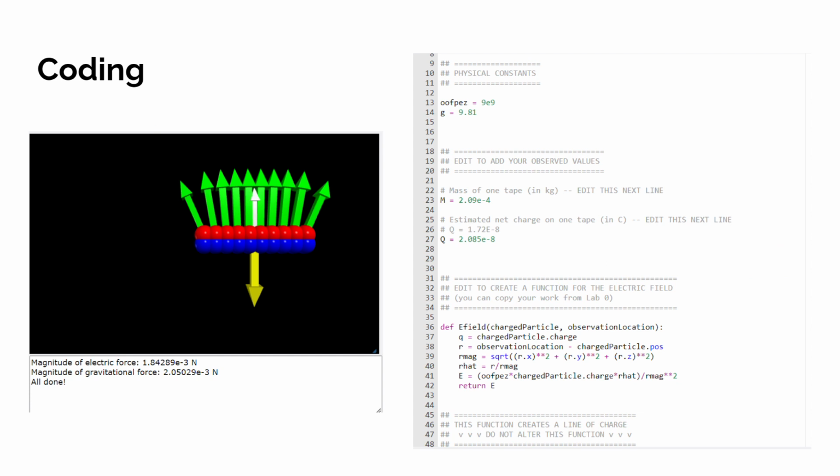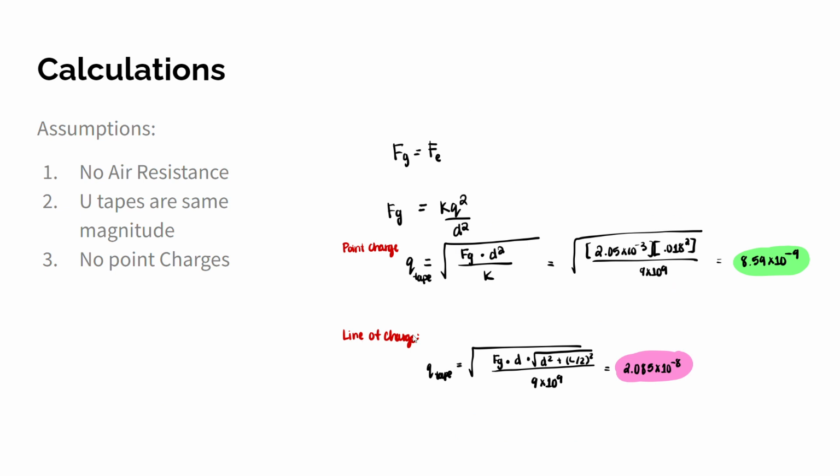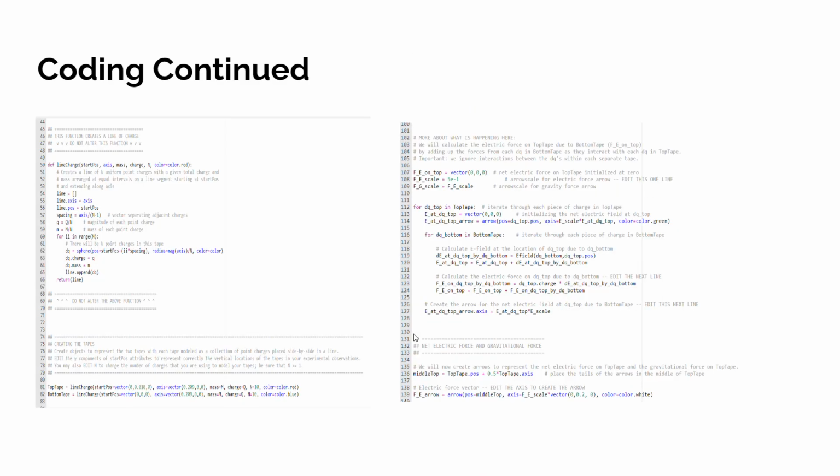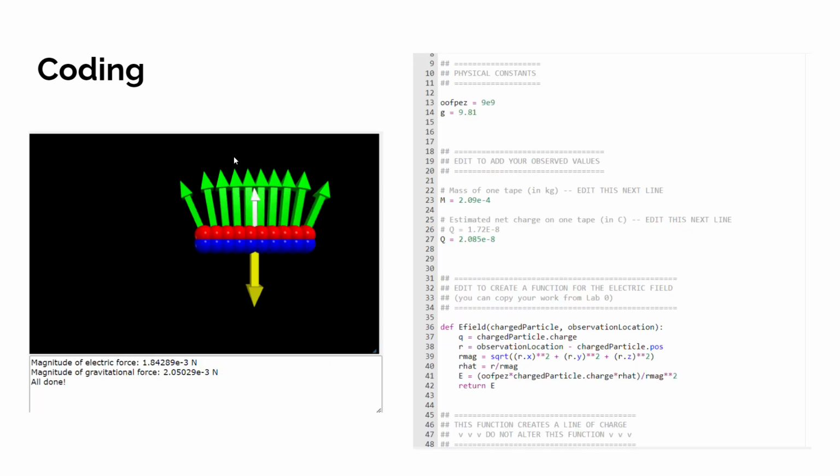For the GlowScript code, we used values that differed slightly based on calculation. This number here was determined with the previous calculation of the line of charge. In addition, in order to model the tapes correctly, the line of charge was created so that we had more vectors representing each tape.